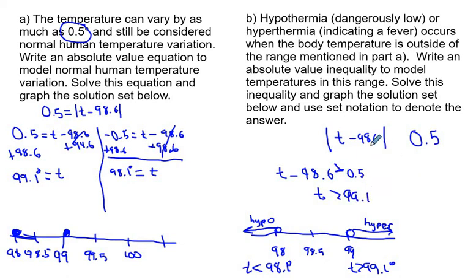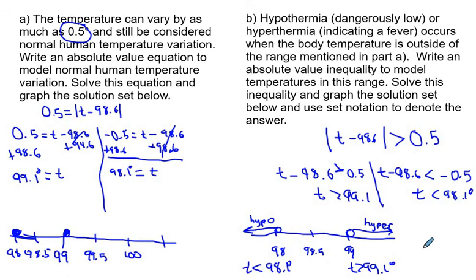So the question is, knowing how absolute values work, if we make this a greater than symbol, what's going to happen in the world of absolute value is that would have to reverse around and become negative. That's what we learned about absolute value earlier in the unit. So if I add that to the other side, I would have t is less than, add 98.6 and negative 0.5, I'd have 98.1.